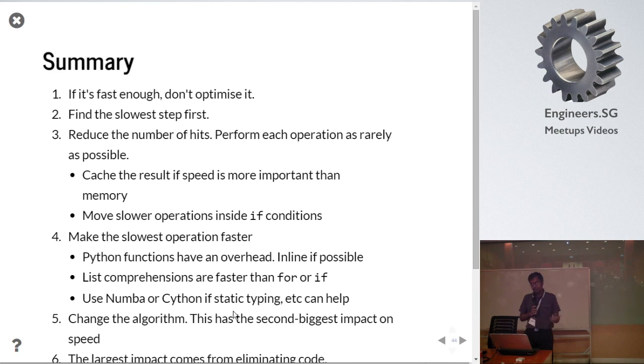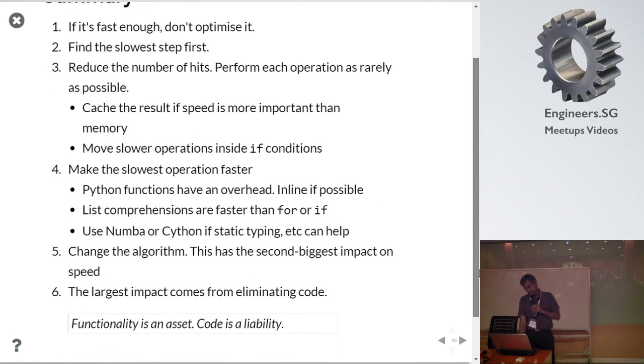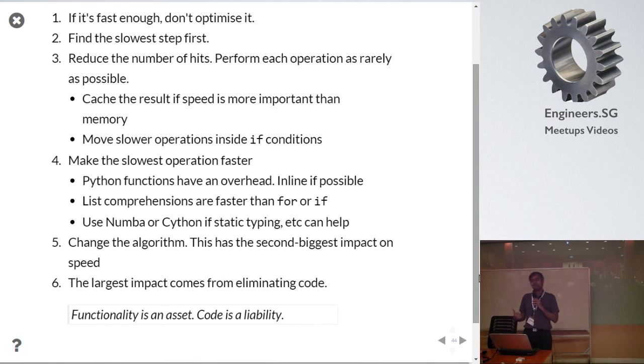And there are many ways of doing it. So Python functions, avoid them. Use inline operations if you can. List operations, use them in place of loops if you can. And if these fail, then go for Numba or Cython, which are slightly tougher to debug, slightly more difficult to implement, but they do exist as a relatively quick and easy way of optimizing it.